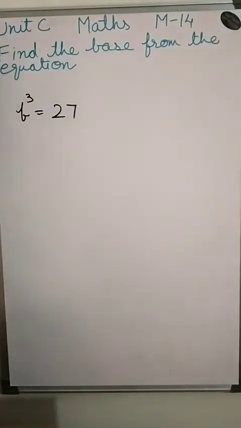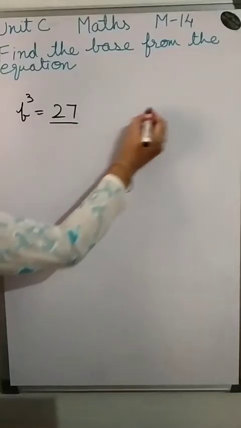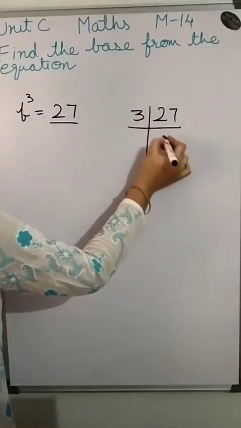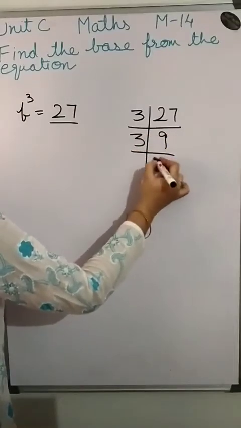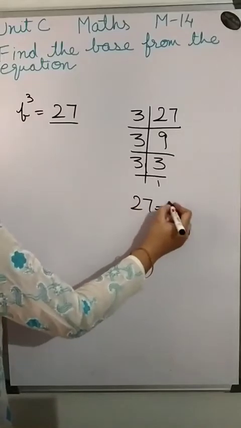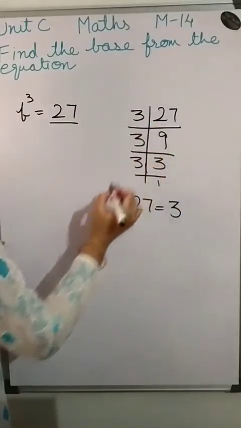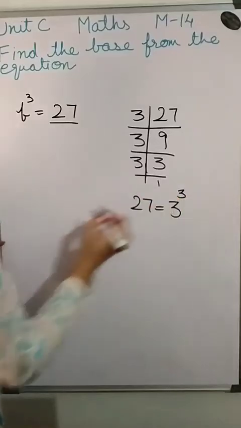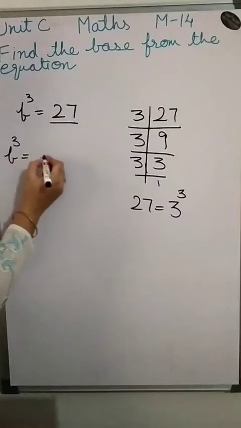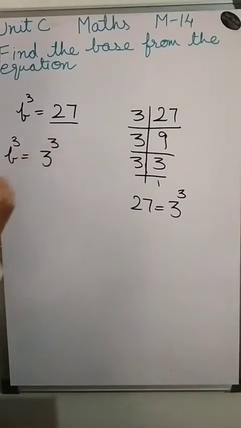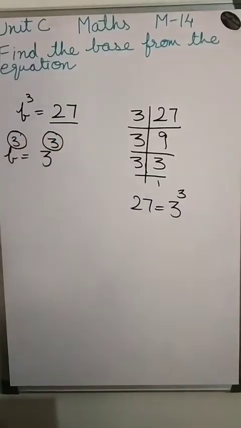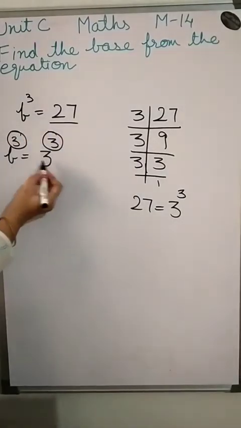Then how do we calculate? Just look here. First we calculate the prime factors of 27. That is, 27 is equivalent to 3 × 3 × 3. How many times is it? 3 times. So we write 3 to the power 3. So in place of 27, write here 3 cube. Now just see here, 3 and 3. The powers are the same. It means the value of b is equivalent to 3.